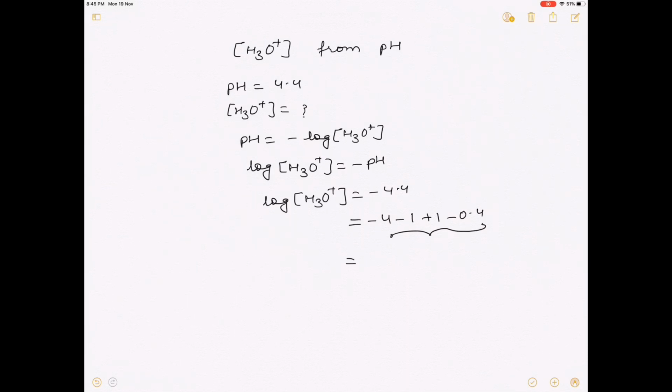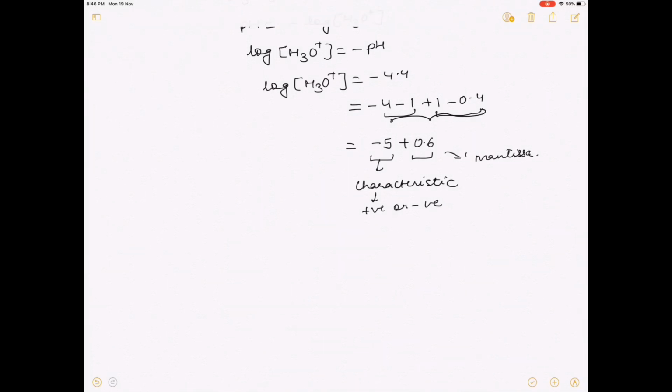Now minus 4 and minus 1, we are going to solve it separately. This will become minus 5, and 1 minus 0.4 is 0.6. Actually, why do we do this? Because this part is the mantissa and this is the characteristic. The characteristic can be positive or negative, but the mantissa is always positive. So that's why we do it like this.